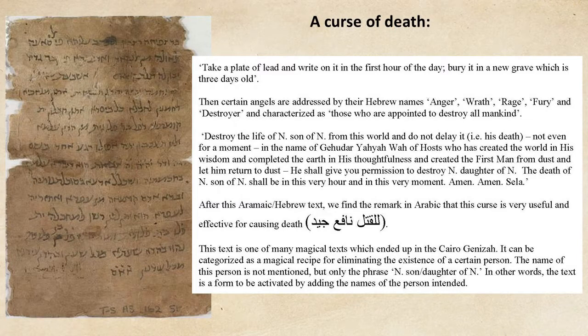Destroy the life of N, son of N, from this world, and do not delay it, i.e. his death, not even for a moment, in the name of Gehuder, Yahweh of hosts. It's all magical names. Who has created the world in his wisdom and completed the earth in his thoughtfulness and created the first man from dust. Let him return to dust. He shall give you the permission to destroy N, daughter of N. The death of N, son of N. N just means name, so you can fill out somebody that you hate. You put I want this guy dead, so you put in his name basically. Or her.